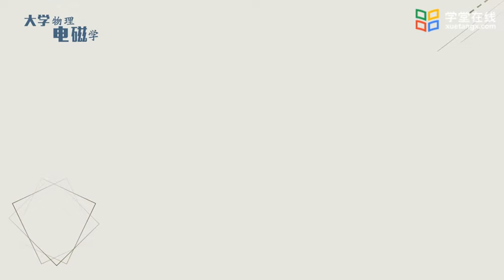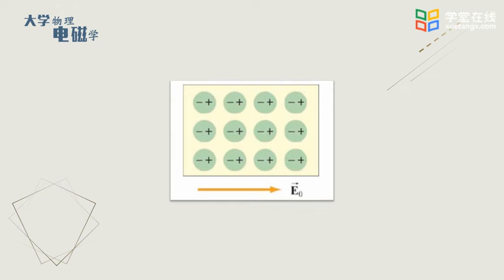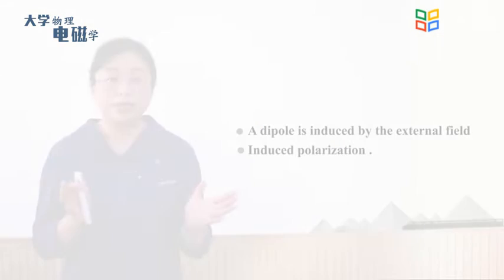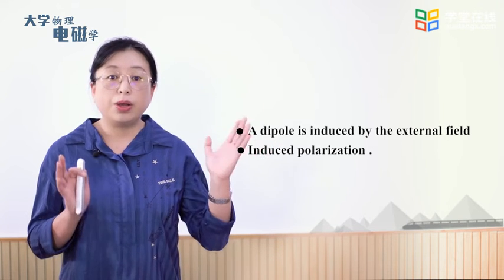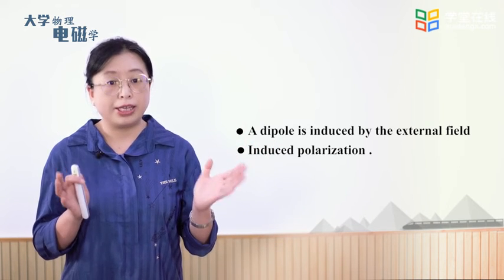From this figure, we find that the electric force acting on the positive charge is directed to the right, while the force acting on the negative charge is directed to the left. Thus, the external field causes the center of the negative charge distribution to shift to the left relative to that of the positive charges, leading to a separation between two centers. Thus, a dipole is induced by the field. In this case, we call it induced polarization.